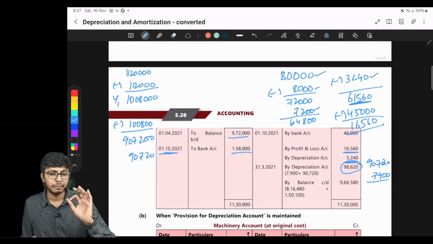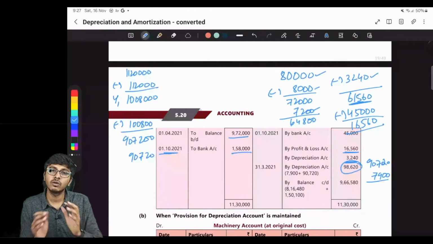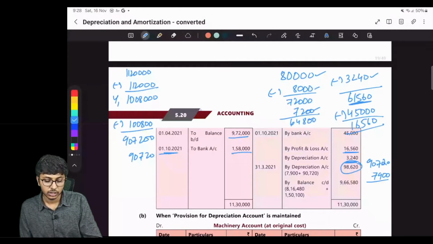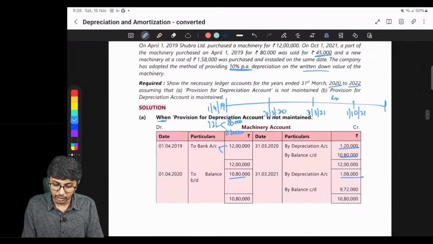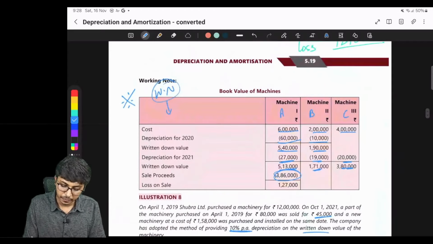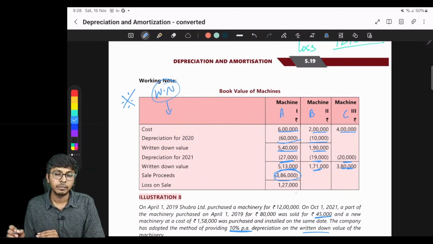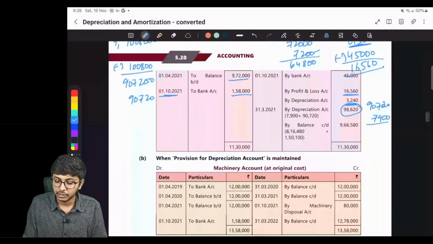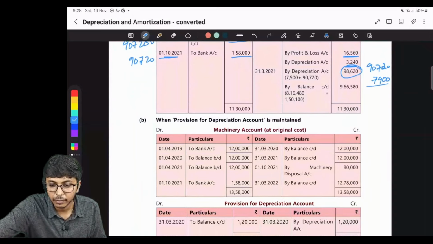Did you get it? Depreciation, simple. Calculate individually for each asset. Then you will have no confusion at all. I told you, this same thing we are doing. What I am doing here is nothing but this working note. I am adding the cost, I am reducing depreciation each year, and I am calculating what is the depreciation for that particular year. Got it? This way you can calculate depreciation for each asset. Okay.